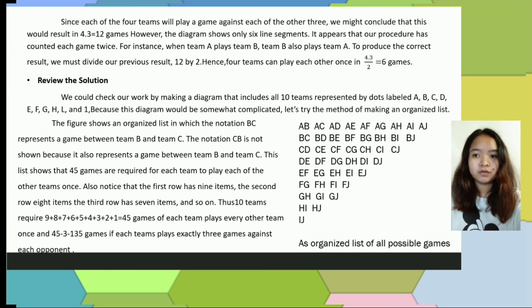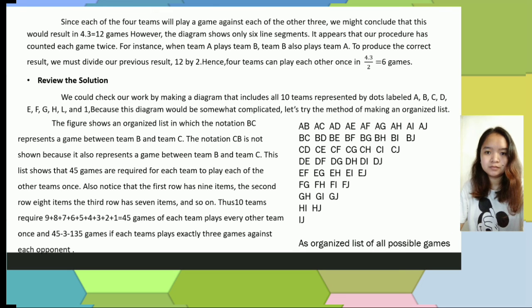The last step is to review the solution. We could check our work by making a diagram that includes all teams, with all 10 teams represented by dots labeled A, B, C, D, E, F, G, H, I, and J. Because this diagram will be somewhat complicated, let's try the method of making an organized list.